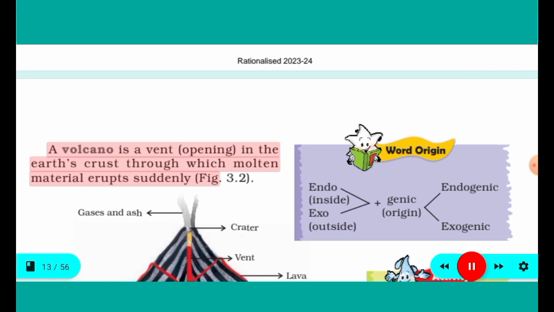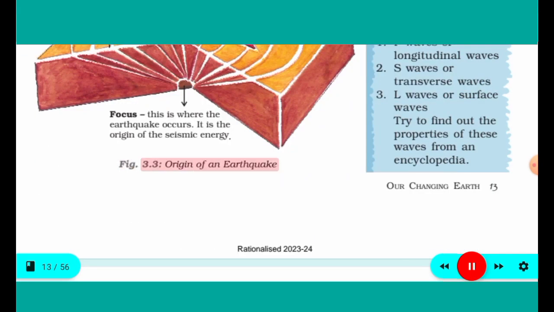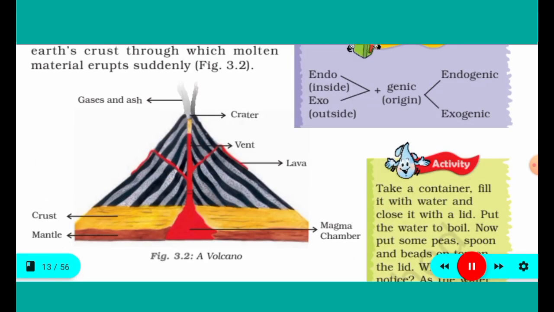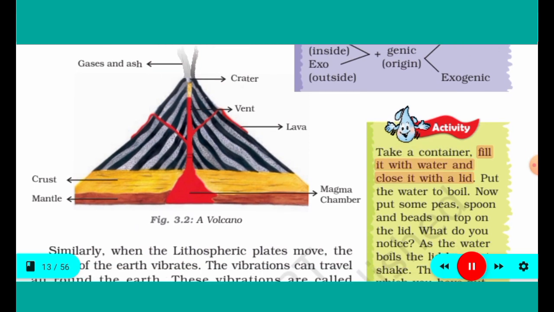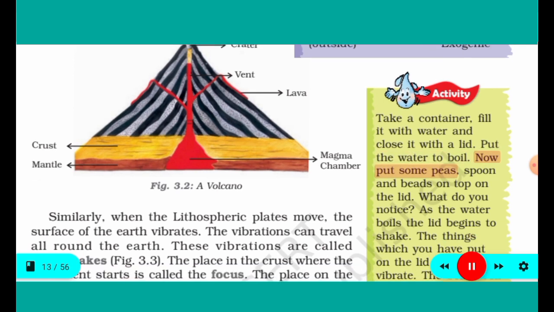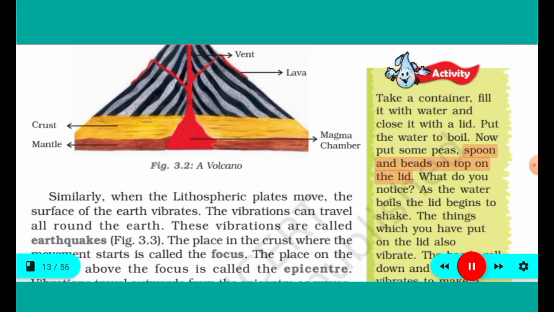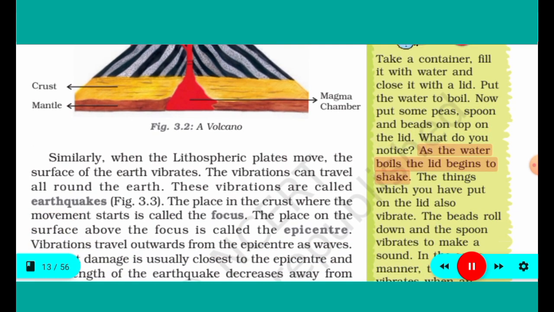Fig. 3.2. Fig. 3.3. Origin of an earthquake. Activity. Take a container. Fill it with water and close it with a lid. Put the water to boil. Now put some peas, a spoon and beads on top of the lid. What do you notice? As the water boils, the lid begins to shake.